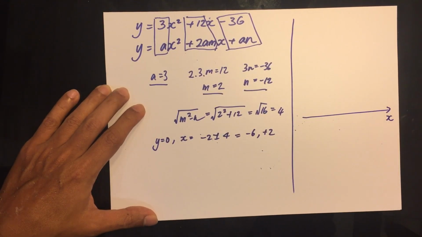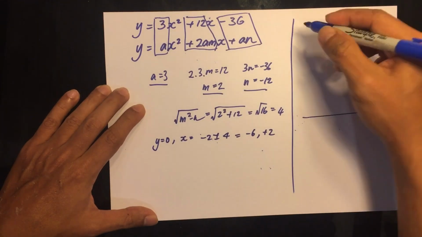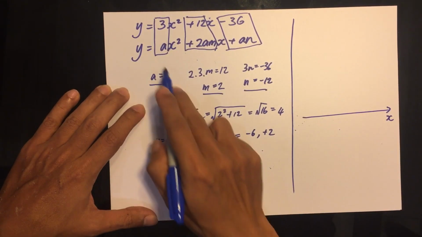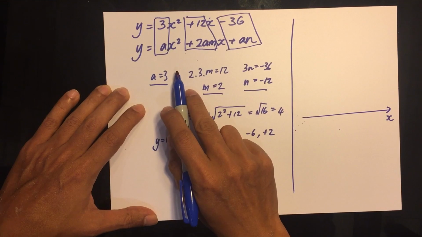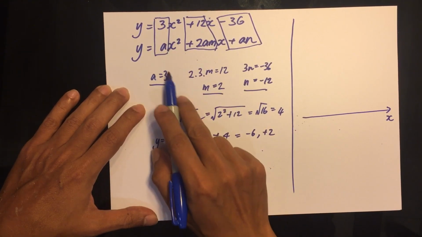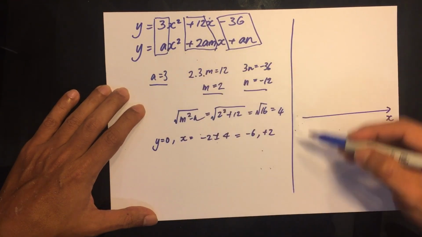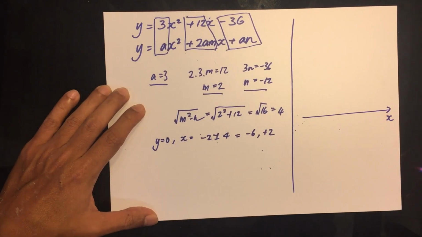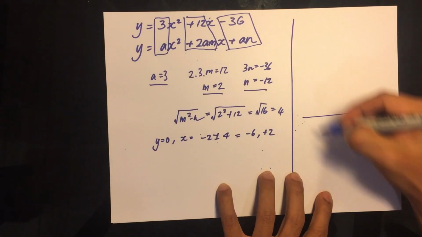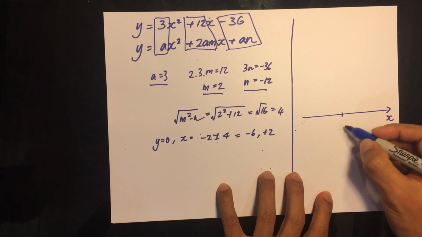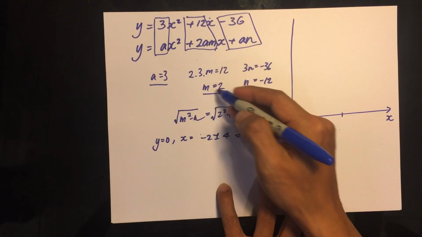So you've got your x-axis over here. The parabola is that way because the x squared coefficient is positive. If it was negative, your parabola would be kind of upside down. So let's do that. The midpoint is negative m, which is negative 2.